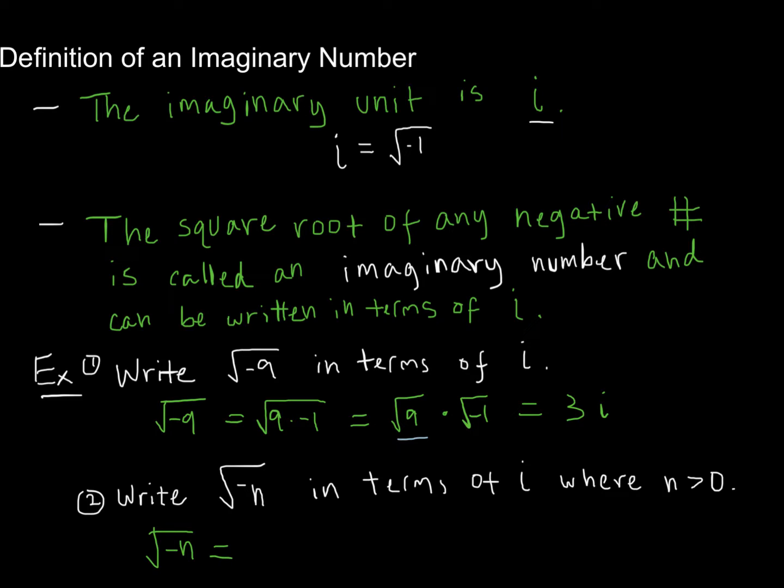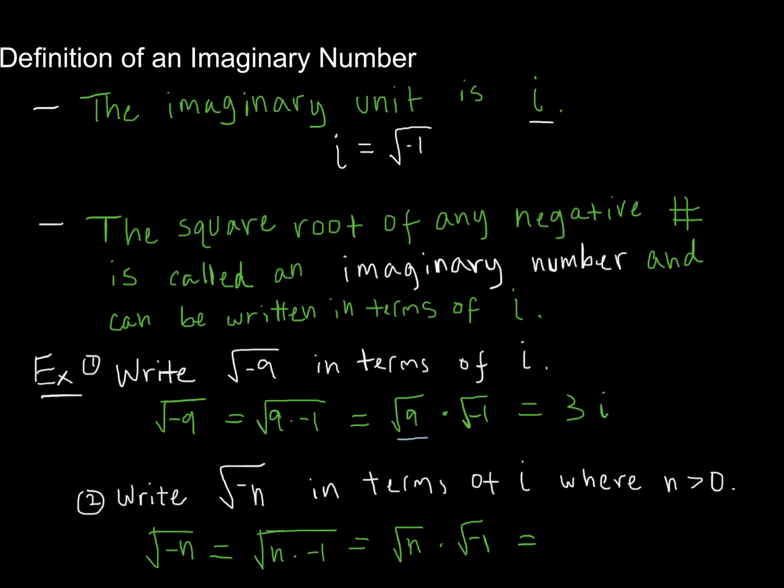We can split this up so that we have the square root of n times negative 1. And now I can split them up outside, so I can break up the square root, if you will. And what that allows me to do is write the square root of n times the square root of negative 1. Now, here I've got to be a little careful.